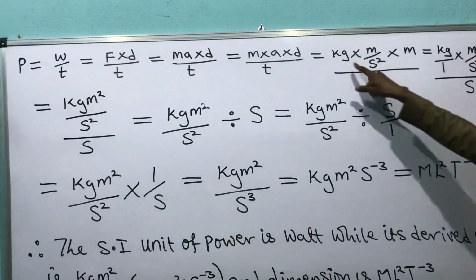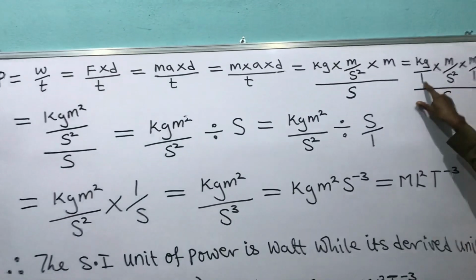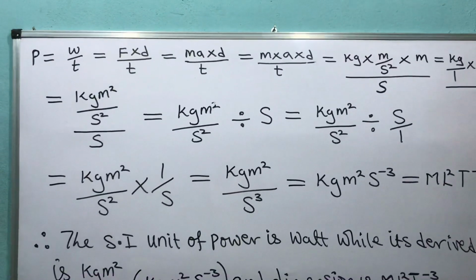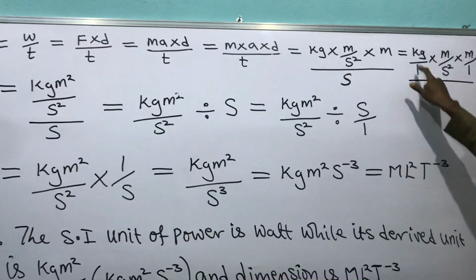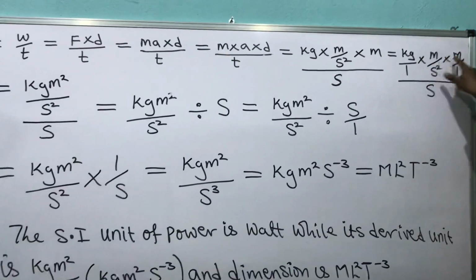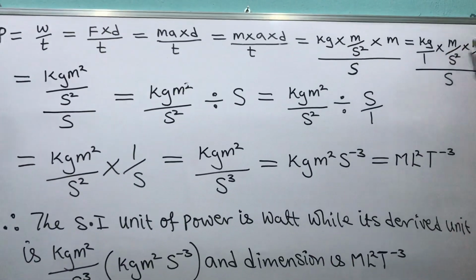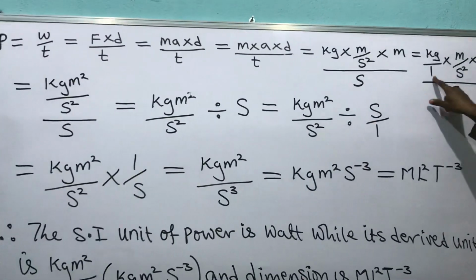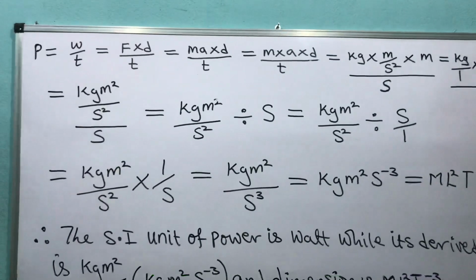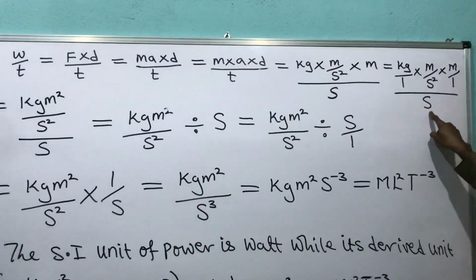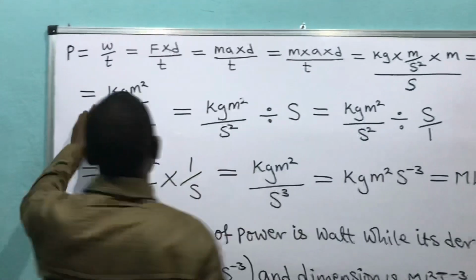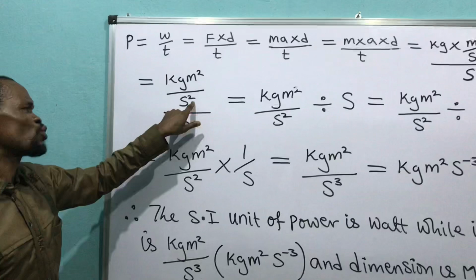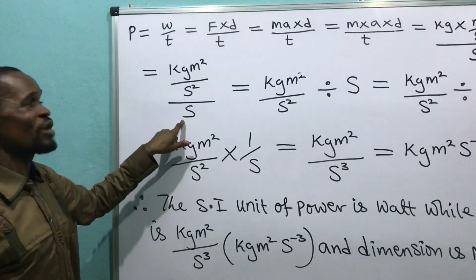Then I can say that this can be written as kilogram over 1, times meter per second squared, times meter over 1. Kilogram times meter times meter will give me kilogram meter square. And 1 times second square, times 1 again, will give me second square over seconds. And that's what we see here: kilogram meter square over second square divided by seconds. Are you following me?